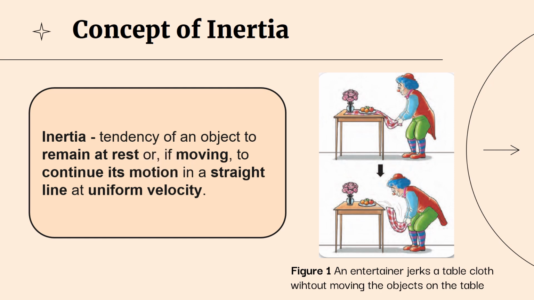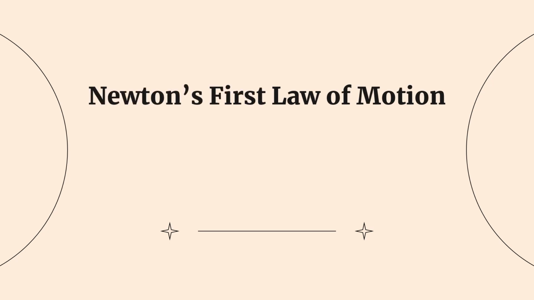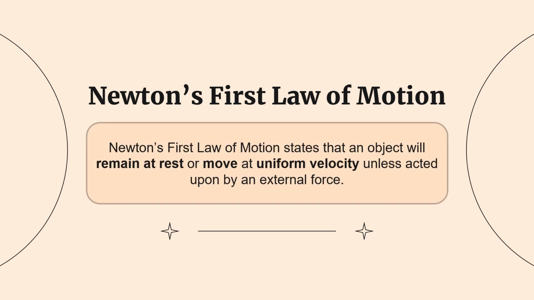Inertia refers to the tendency of an object to remain at rest or, if moving, to continue its motion in a straight line at uniform velocity. This inertia can be explained from Newton's first law of motion, which states that an object will remain at rest or move at uniform velocity unless acted upon by an external force.